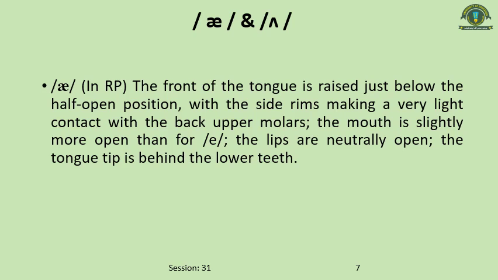Now listen very carefully. The front of the tongue is raised just below the half-open position, with the side rims making a very light contact with the back upper molars. The mouth is slightly more open than for the previous sound. The lips are neutrally open. The tongue tip is behind the lower teeth. And the sound we have is A, as in bat, rat, cat, hat.